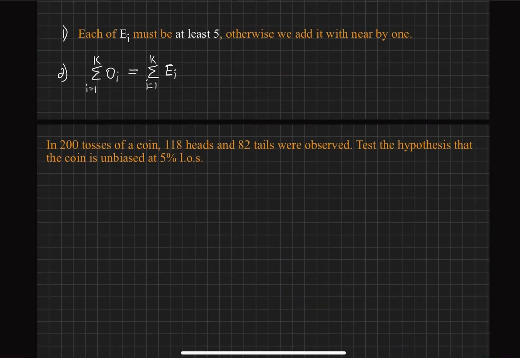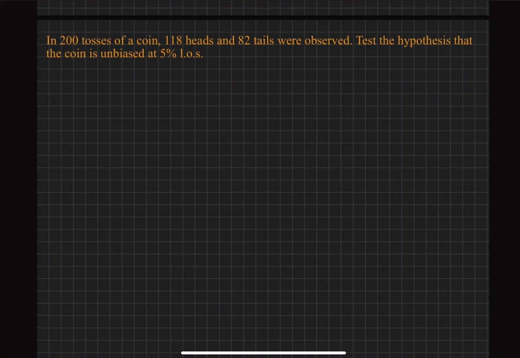Now let us see this with a simple example about tossing a coin. Let us say we have tossed a coin 200 times and 118 times head is obtained and 82 times tail is obtained. We have to test the hypothesis whether this coin is biased or unbiased with level of significance 5 percent. That is, here alpha is given as 0.05. We have to test the hypothesis.